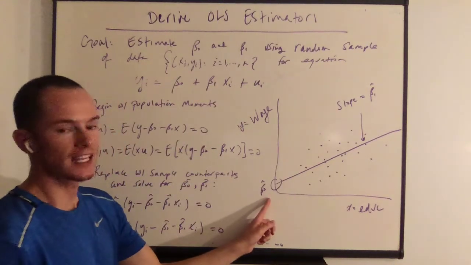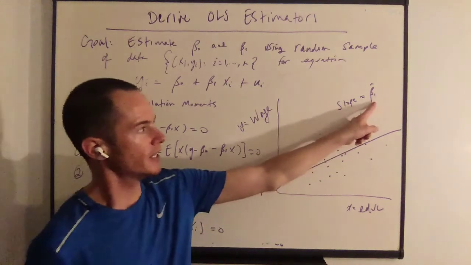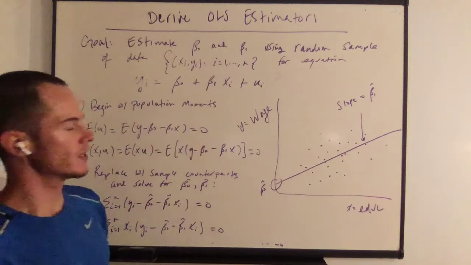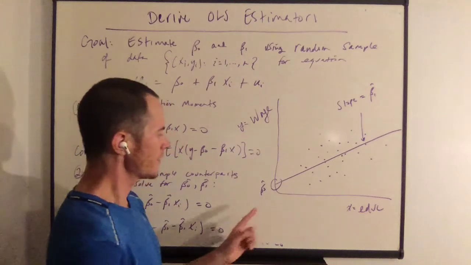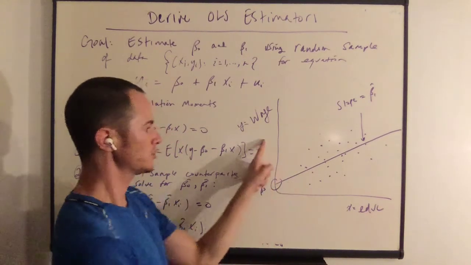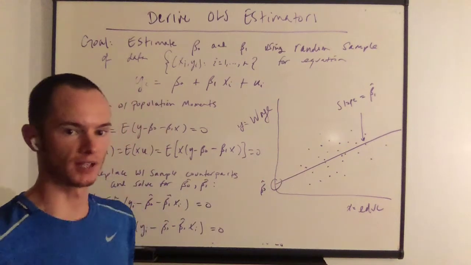Beta naught, that's the intercept of wage when education is 0. Beta 1 is the slope of this line. So we're going to derive the ordinary least squares estimators, which are the values for beta naught and beta 1 that give us the line of best fit between education and wage, or any sample of data.